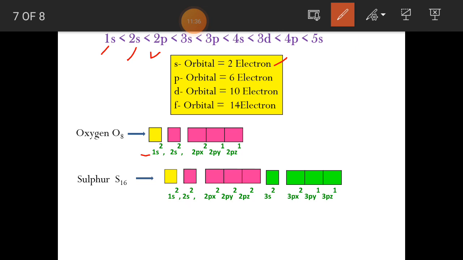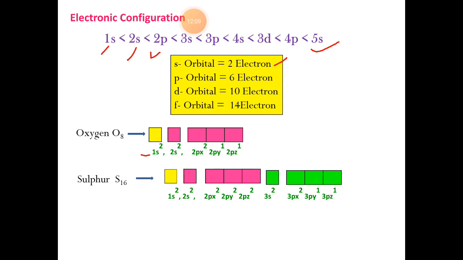In the case of sulfur, the atomic number is equal to 16. Electrons are distributed 1s2, 2s2, 2p6, 3s2, then 3px2, 3py1 and 3pz1. If you know the sequence of these shells, then you are able to write down the electronic configuration of any element. That's why this Aufbau principle is most useful for the determination of electronic configuration. Thank you.